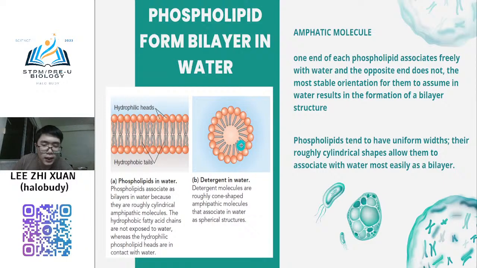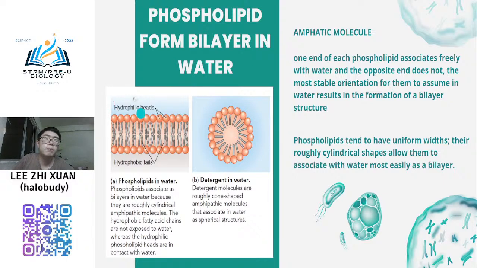So this is not very stable. Indeed it is not stable. You imagine, our plasma membrane is very big, but it becomes this shape. Is it stable or not? If you want a stable structure, you need a bilayer structure. Also, phospholipids tend to have uniform width. Their roughly cylindrical shape allows them to associate with water most easily as a bilayer. Compared to detergent in water, which is not of uniform width, it is not very stable and cannot easily associate with water.